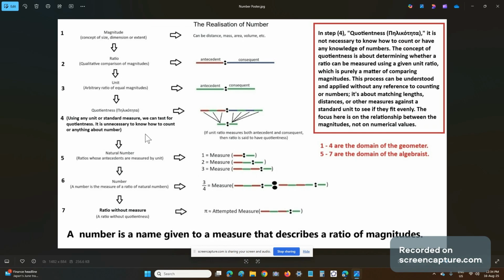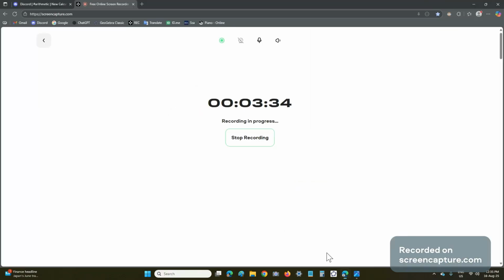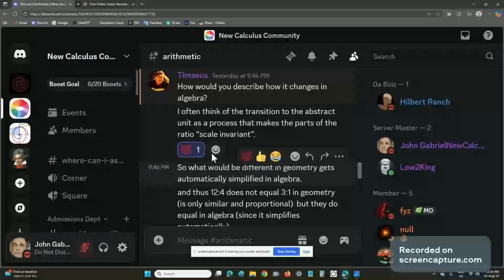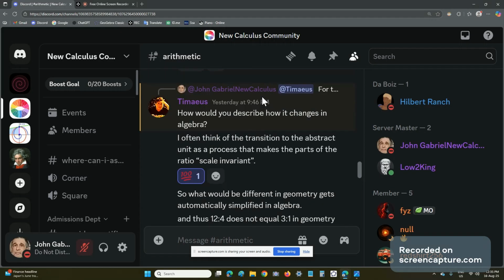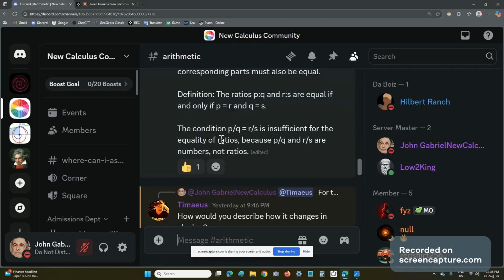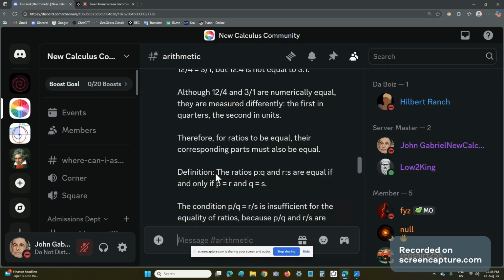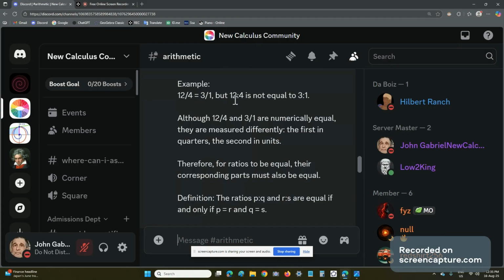The fourth part is where most of you trip up and where this gentleman here tripped up. So he says to me, how would you describe how this changes in algebra? So I was telling him that you cannot say that 12 colon 4 is equal to 3 colon 1 because they're ratios. They're not numbers. You can say that 12 over 4 is equal to 3 over 1, but not these ratios here. They're numeric. And why do I say they're numeric?